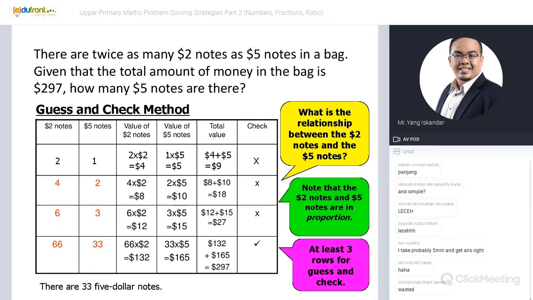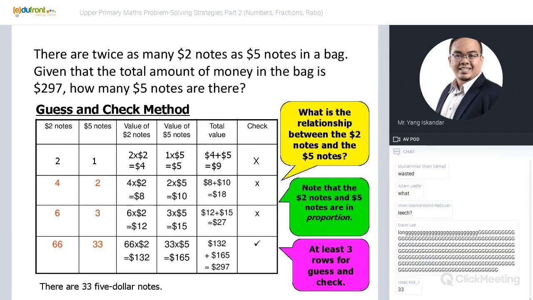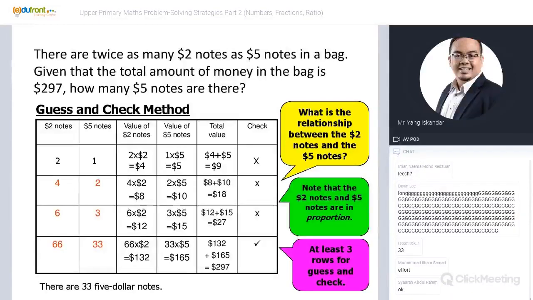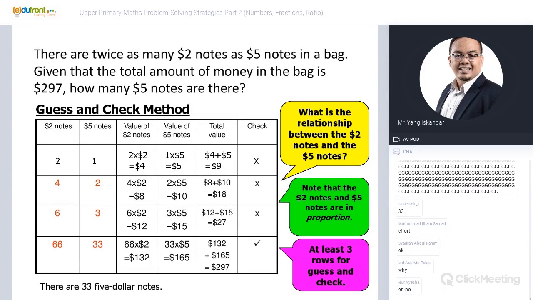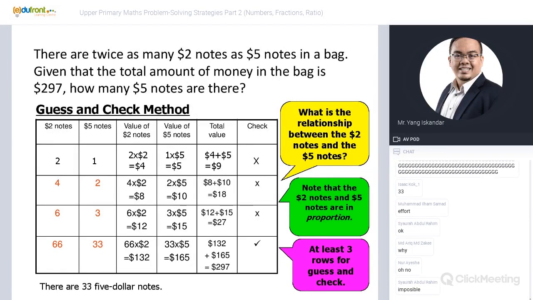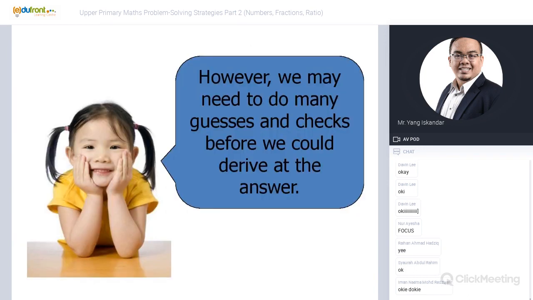But primary 3, primary 4, maybe you can do the guess and check method. But primary 5, primary 6, you cannot do anymore because the numbers are very big. You can, if it's a last resort and you have no other method. I always tell my students, if you have no clue at all, keep the question to the last. Let's say you have the last 10 minutes, and that's the only question you need to solve, and you have no other way, go ahead, use guess and check. Other than that, please do not use guess and check. There are other methods that you need to know.